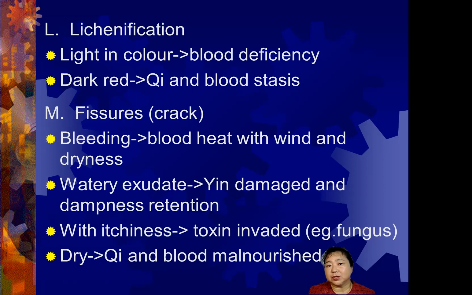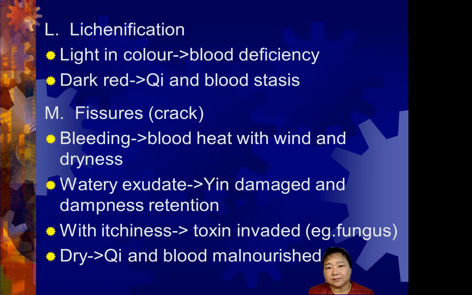Also, lichenification in light color can be seen in the chronic eczema patient elbow or other parts of the body, because after a long time, eczema damaged blood, produce blood deficiency. It relates to the light skin lichenification. So when we treat them, often we should consider tonify the blood a little bit.